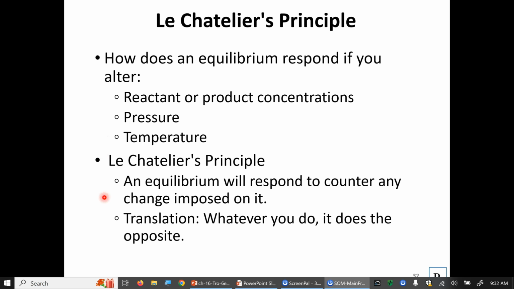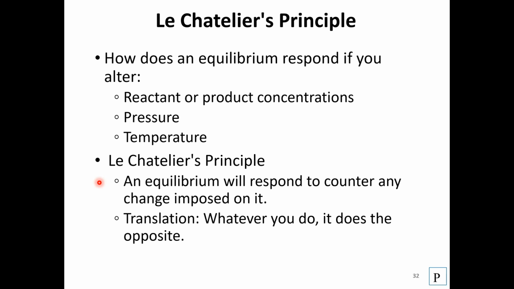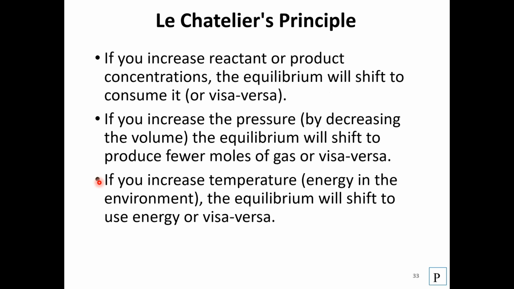And Le Chatelier's principle is pretty easy. Whatever you do, it tries to do the opposite. An equilibrium will respond to counter any change you impose on it, if it can. That's important. If it can, it will try to undo what you just did. Now, to spell that out, that's pretty much all you have to know. But to be specific, if you increase the reactant or product, it's going to shift to decrease it. And by the way, if you try to decrease it, it's going to try and increase it.